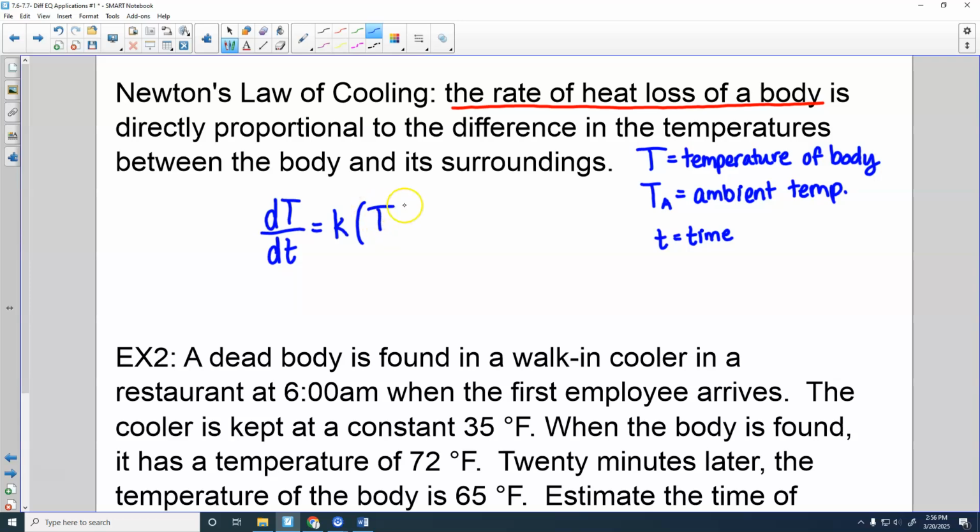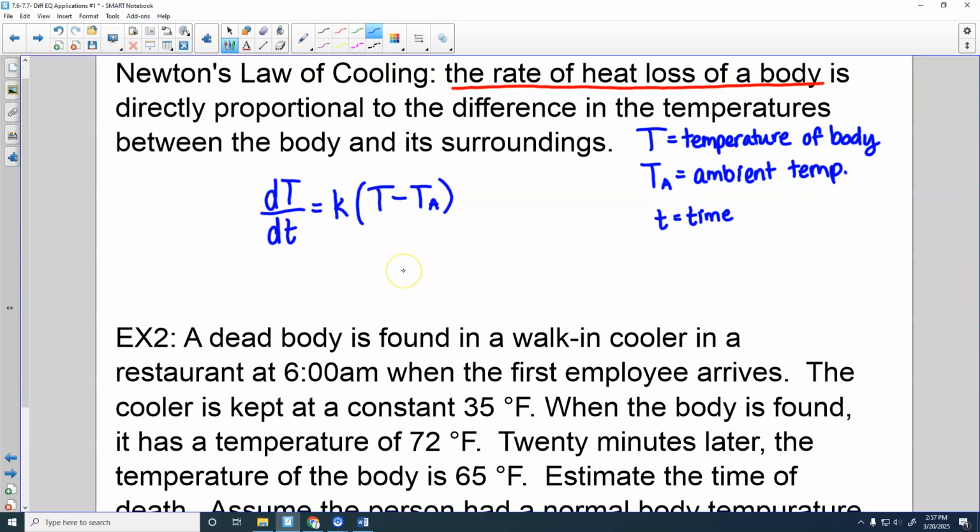Typically, we do T minus T sub A. I think you could technically do it either way. It's just going to change what you're looking at here. This is usually used for hot things cooling down, and if they're cooling down, their temperature around them is lower than, so we usually see it written like this, although I believe it could work either way.